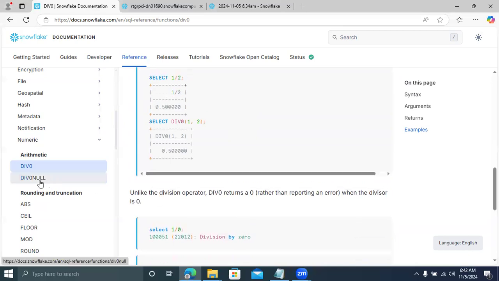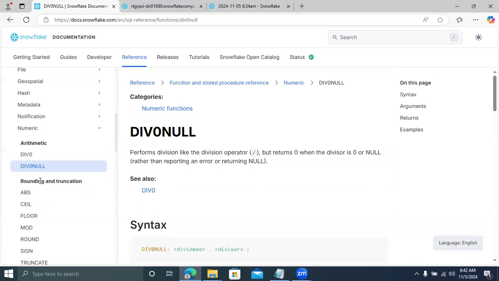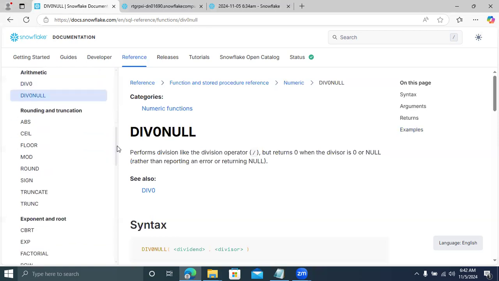Now, the next one is the div0null function. If the divisor is null, it will return 0. Though the dividend can be anything, if the divisor is null, it will return 0. If the divisor is 0, again it returns 0 only. That's the use of the div0null function. These are the basic things. Now, the next one is rounding and truncation, another subcategory coming under the numeric functions.